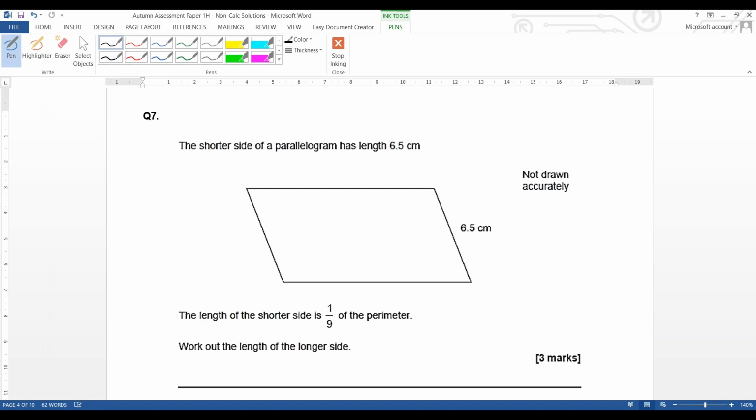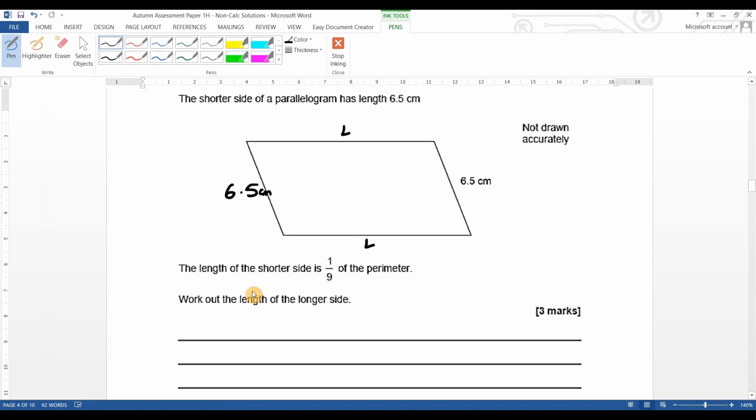Question 7. Short side of a parallelogram has side 6.5 centimeters. Yeah, okay, we can see that. Length of the short side is 1/9 of the perimeter. Work out the length of the longer side, which is this bit here, isn't it? Yeah, so that's the longer side, which is the same as that. And the shorter side, which is that, is the same as that as well, isn't it? Yep, the perimeter means going all the way round.